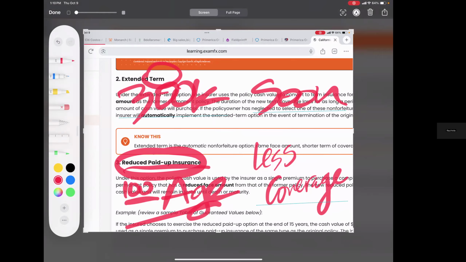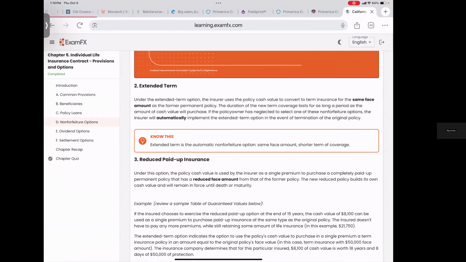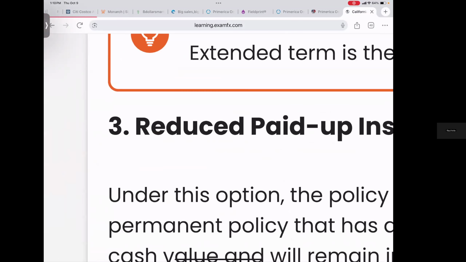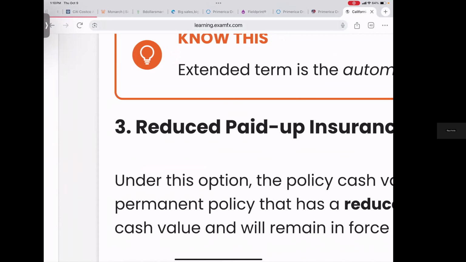Extended term keeps the same. It's the highest coverage non-forfeiture option, but it ends soon. Reduced paid up reduces the coverage, but it lasts till age 100. Got it? So just remember the word term: it ends soon, and it has the same coverage. Reduced paid up, it's paid up. Paid up means till age 100. That's what paid up means, right? But it reduces what? It reduces the coverage. So it's in the word. Just think of that, okay?